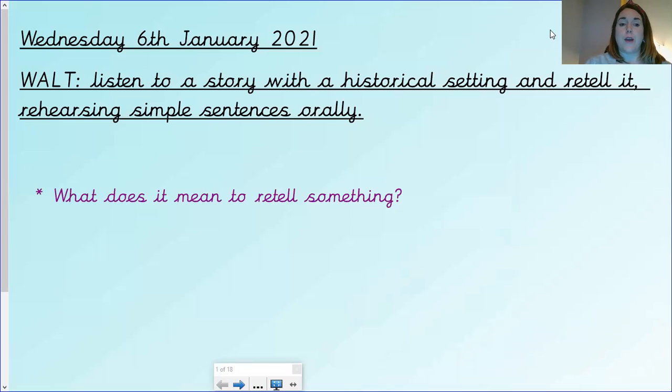Right, we are starting a brand new English unit today and our unit is based on our topic, which is the Romans. First thing I want you to think about is what does it mean to retell something? When we retell something, we tell it again. So you are going to listen to a story today and then you are going to tell it again in your own words using your voice.